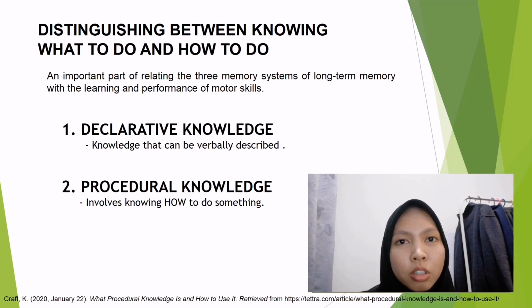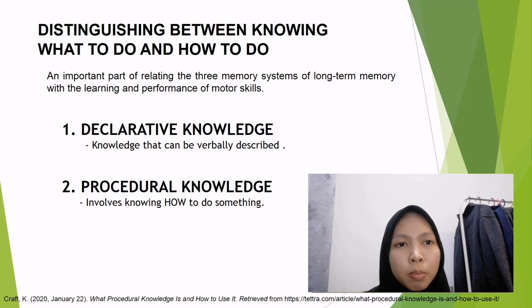Second is procedural knowledge, which involves knowing how to do something. For example, riding a bike. We may not be able to explain how we do it, and it may involve being able to use a particular form to understand or produce language without necessarily being able to explain it.